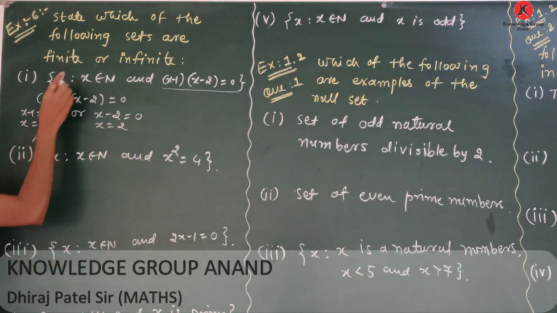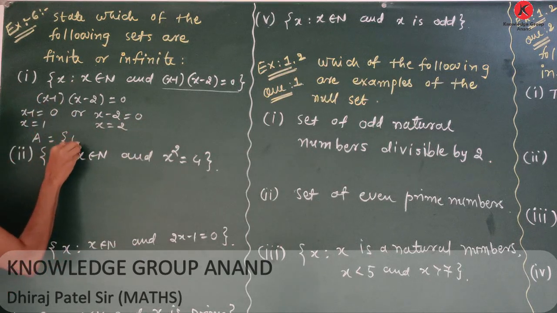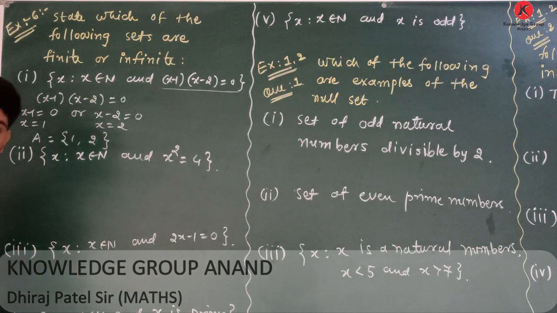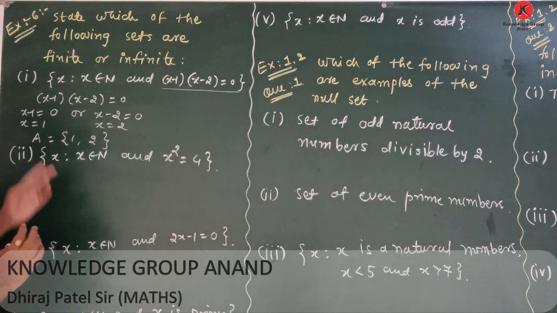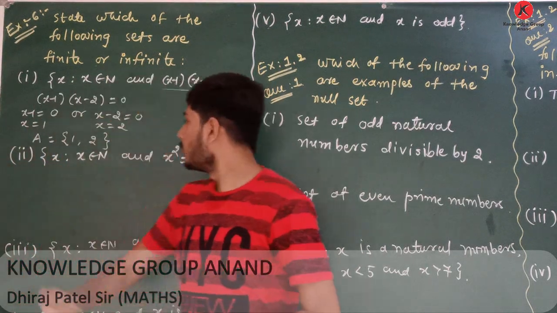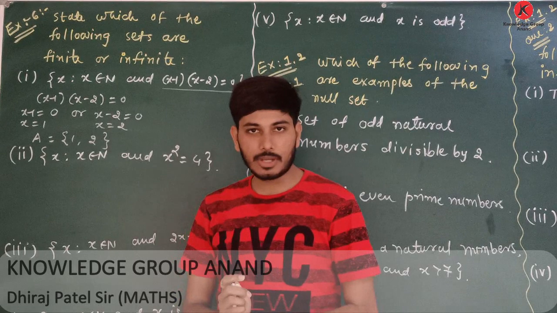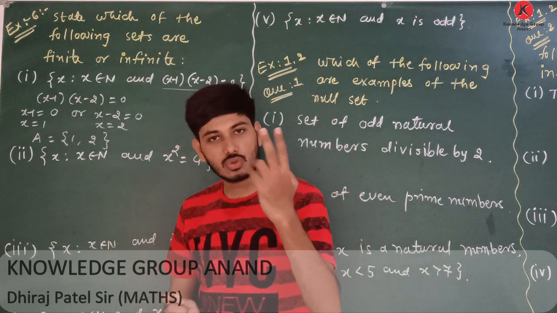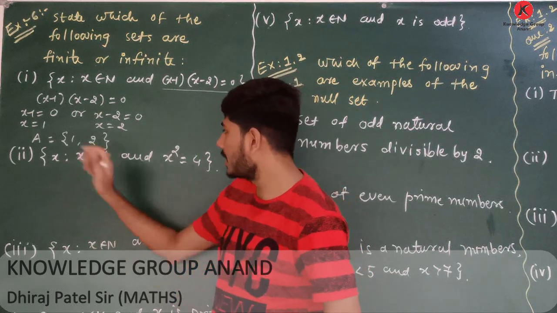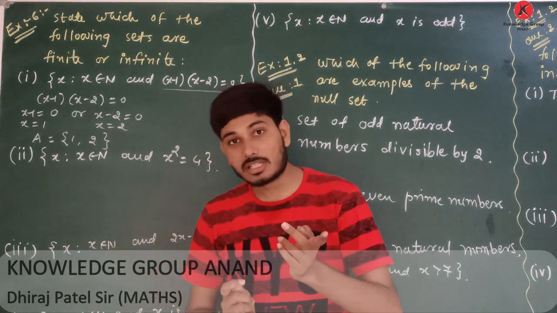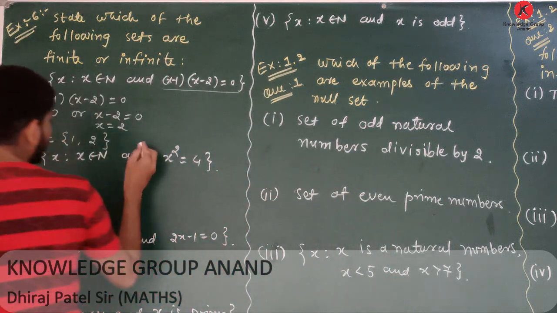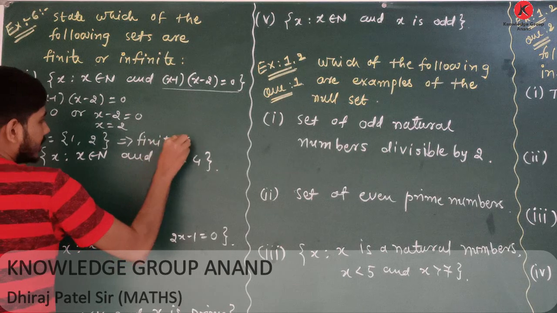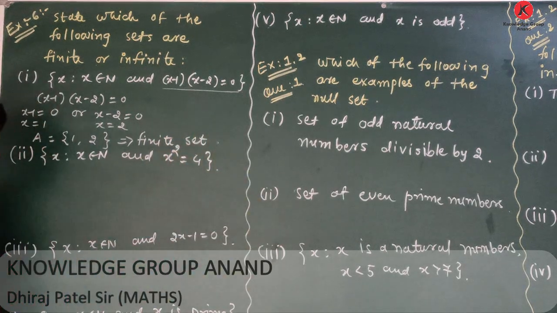Now, I am giving the name set A equals {1, 2}, x belongs to N, natural numbers. The 1 and 2 are also natural numbers. Therefore, this is the roster form of set A. The number of elements of set A is 2, that means it is countable. Therefore, it is a finite set.